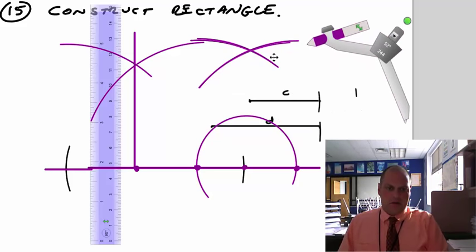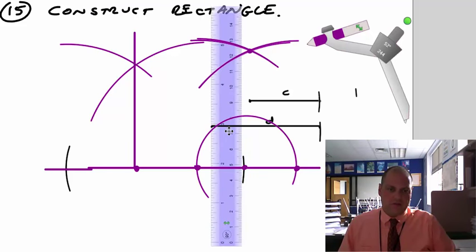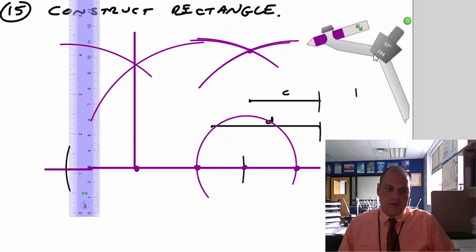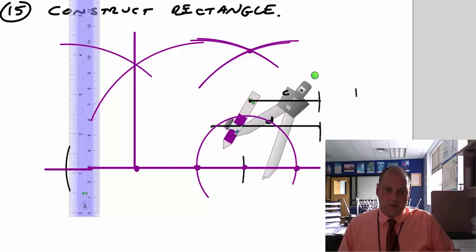Just doesn't look right. Doesn't look like it's going to be perpendicular, does it? Yeah, it's off. That's definitely off. So something happened here. I must have moved my compass. Let me try this again.